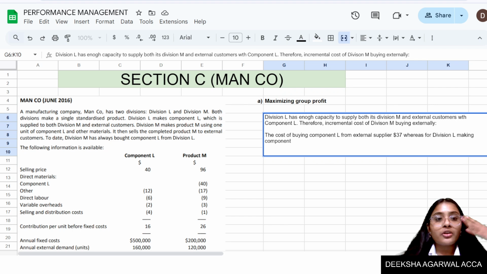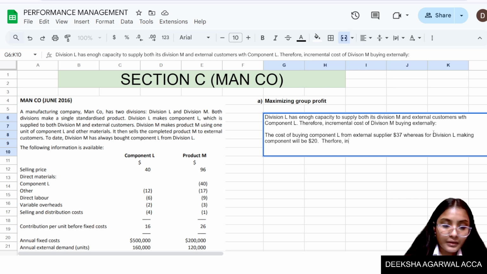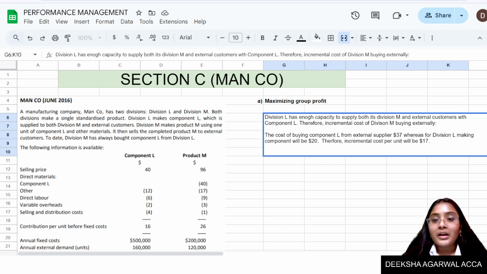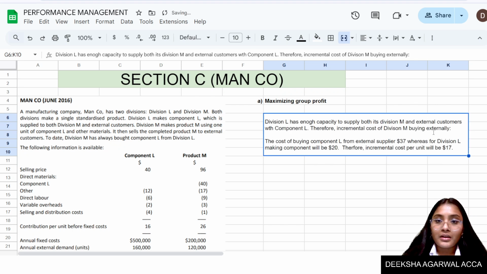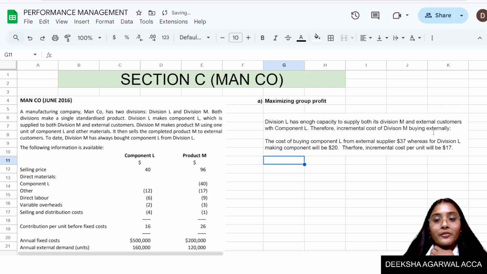Why am I not including the selling and distribution cost? Now tell me one thing, when you're transferring internally, are you going to incur the selling and distribution cost? Definitely not. So why do you want to include it? You should not include it. Got it? So therefore, the incremental cost per unit will be how much? $17. 37 minus 20.